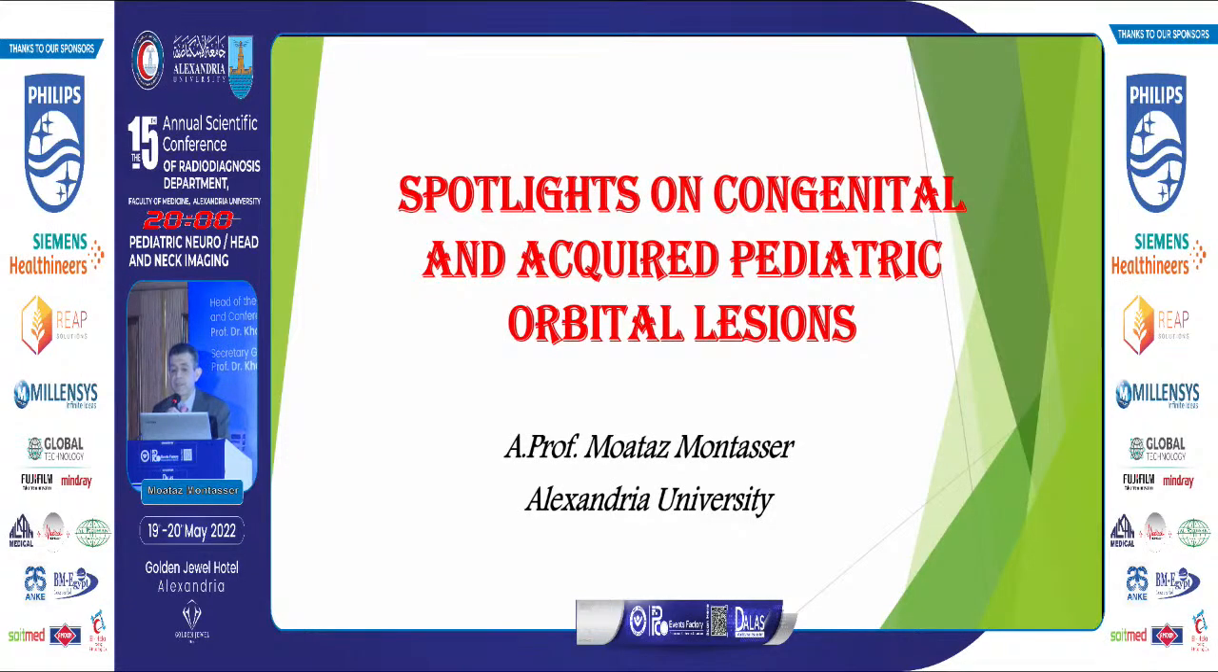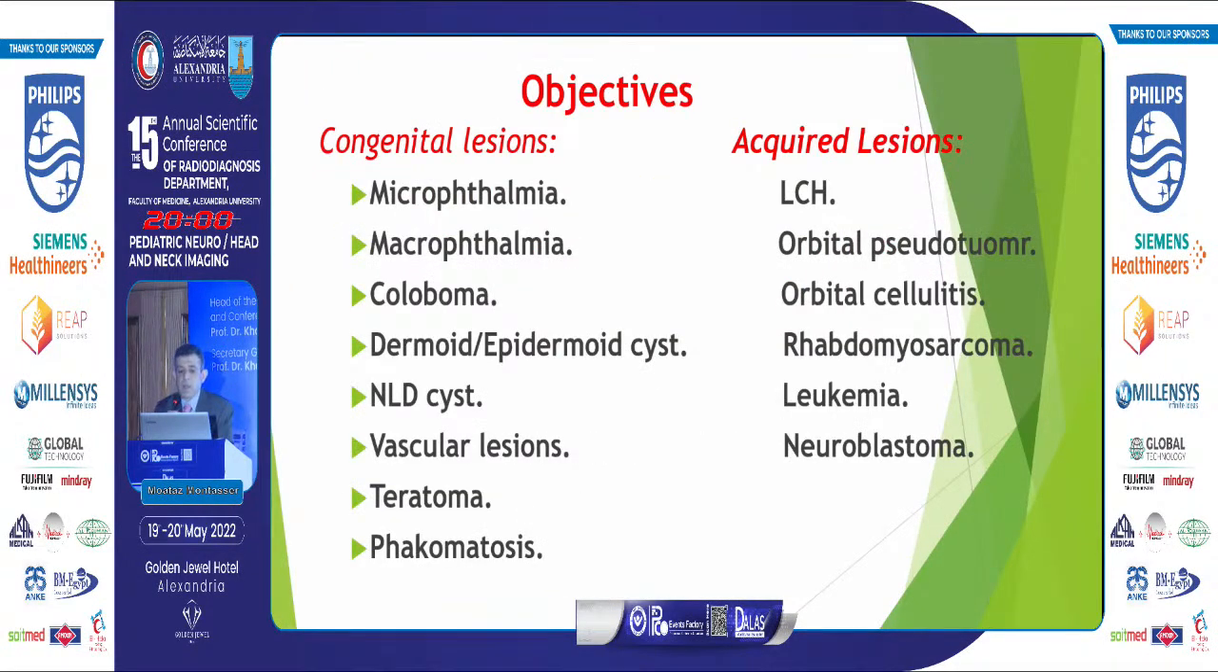Congenital and acquired pediatric orbital lesions. Briefly, I will discuss microphthalmia, macrophthalmia, coloboma, dermoid and epidermoid cysts, nasolacrimal duct cysts, vascular lesions, teratoma, and phacomatosis. Regarding the acquired lesions: Langerhans cell histiocytosis, orbital pseudotumor, orbital cellulitis, rhabdomyosarcoma, leukemia, and neuroblastoma.